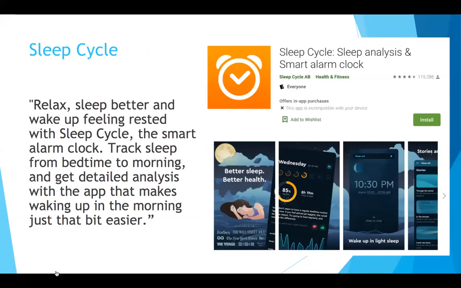Sleep Cycle is targeted towards people who maybe have a hard time going to sleep. This one helps you to relax, sleep better, and wake up feeling rested. It's basically a smart alarm clock. You can track your sleep from the time you go to sleep to the morning, and it will give you a detailed analysis of how your sleep went and other factors.